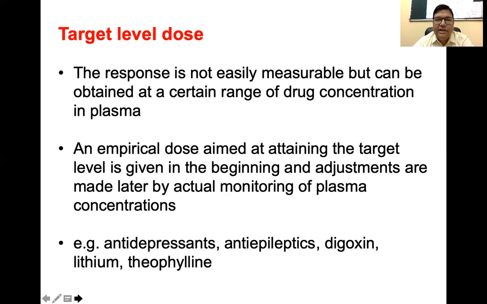Then target level dose is where the response is not easily measurable but can be obtained at a certain range of drug plasma concentration. So an empirical dose aimed at attaining the target level is given at the beginning, and adjustments are later made by actual monitoring of the plasma concentration so as to maintain the plasma concentration in that range, so that we get the effect and do not get the side effects. This is done in the case of antidepressants, anti-epileptics, digoxin, lithium and theophylline, which have a narrow therapeutic index.